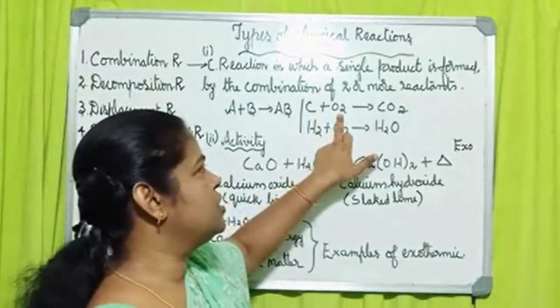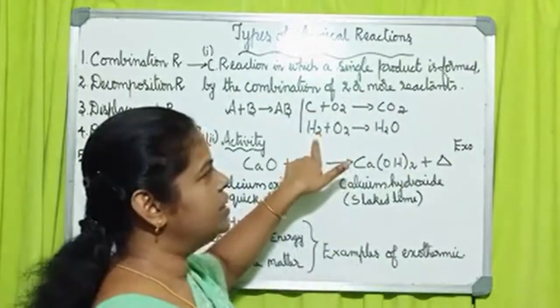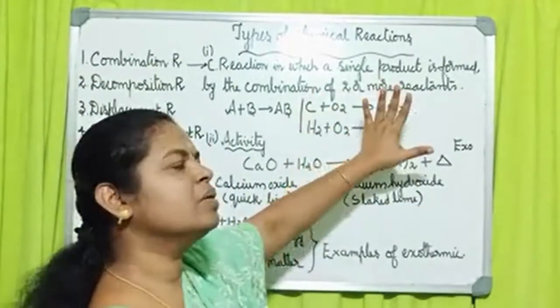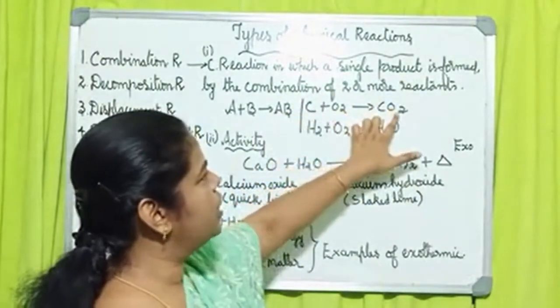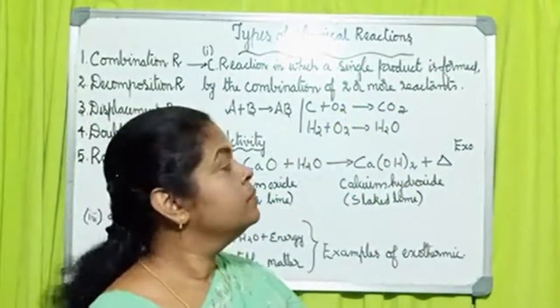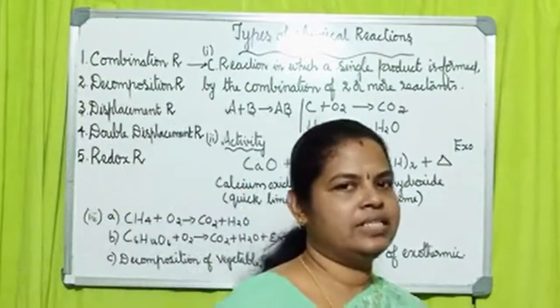Carbon plus oxygen gives carbon dioxide. Hydrogen plus oxygen gives water. This is some example. I am giving some examples. So carbon plus oxygen gives carbon dioxide and hydrogen plus oxygen gives water. Now, with the help of an activity, we will study this in detail. Okay?